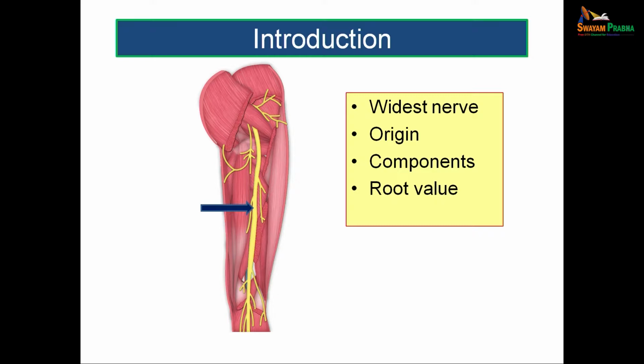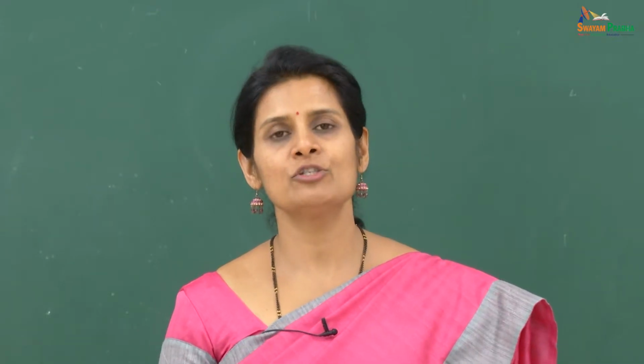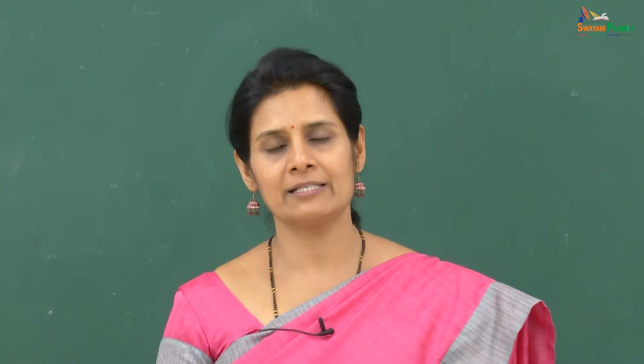Sciatic nerve is one of the widest nerves in the body. It is about 2 centimeters in width. It takes its origin from the sacral plexus, which is situated within the pelvis. It has 2 components forming the sciatic nerve. One is called the tibial component and the other one is called the common peroneal component.